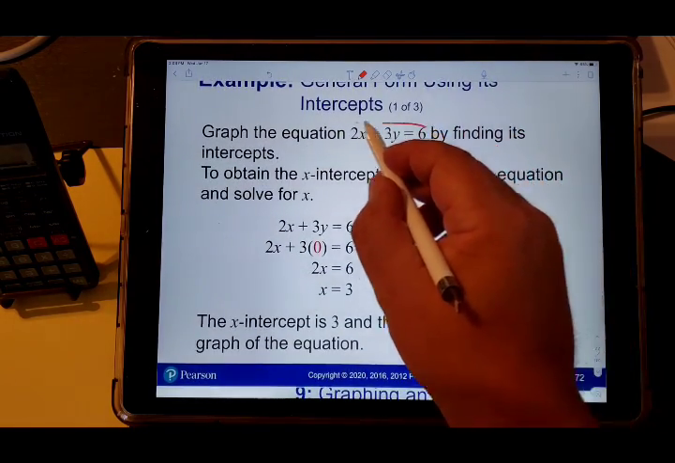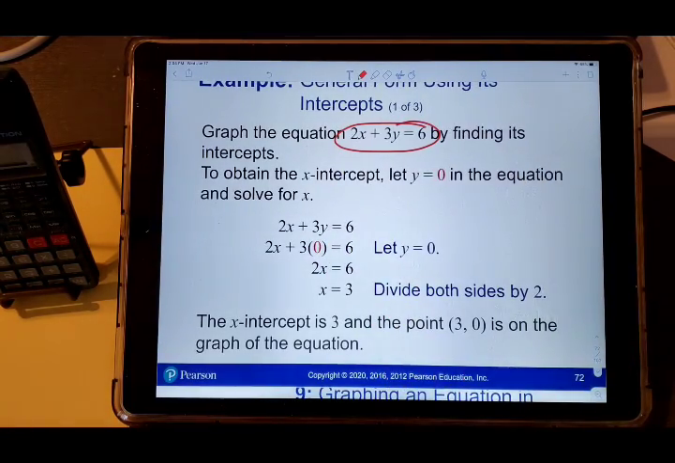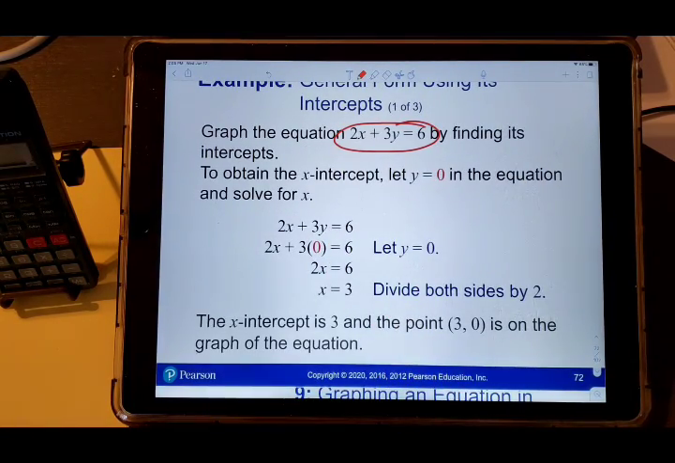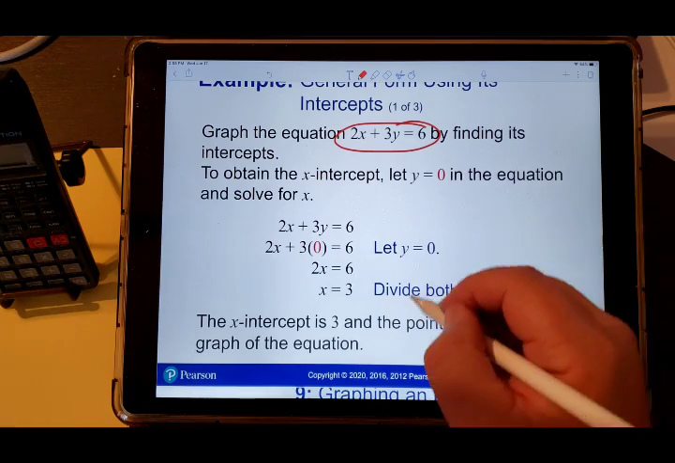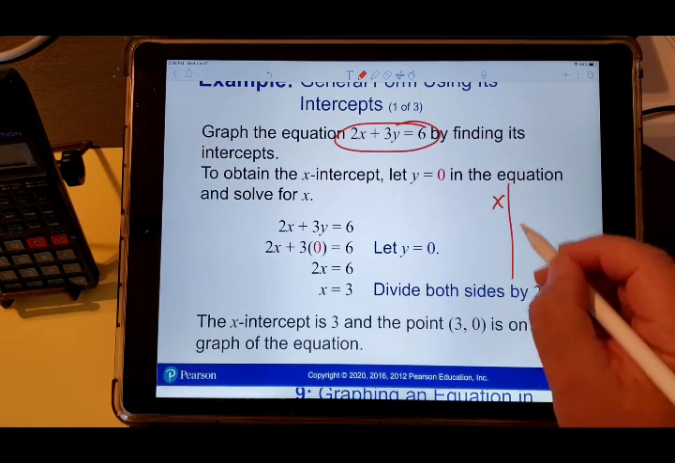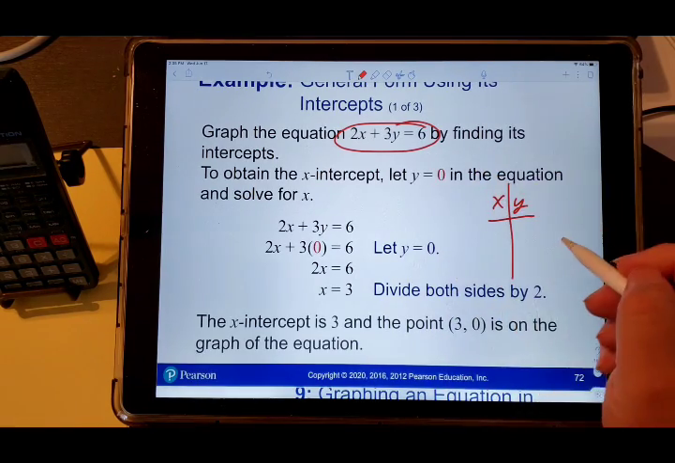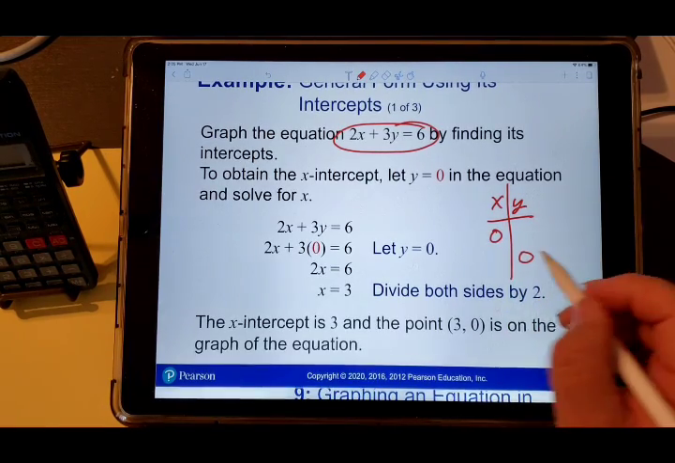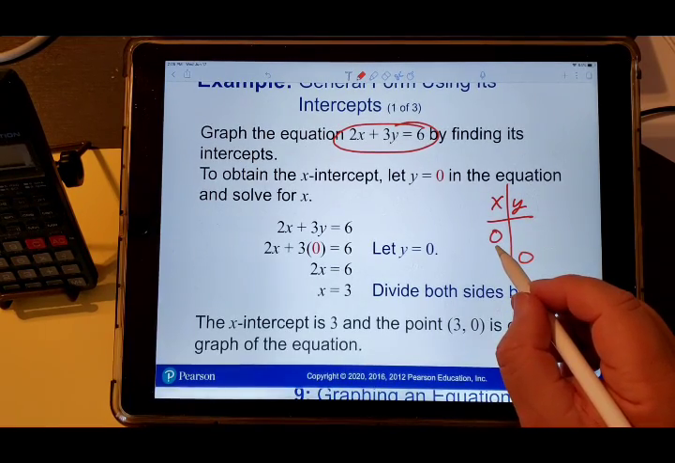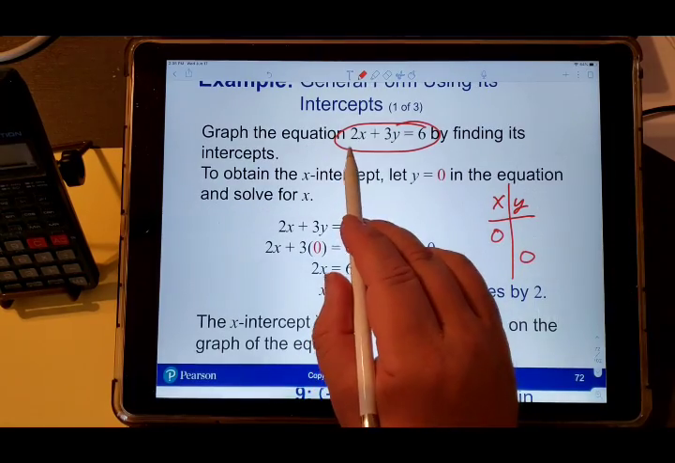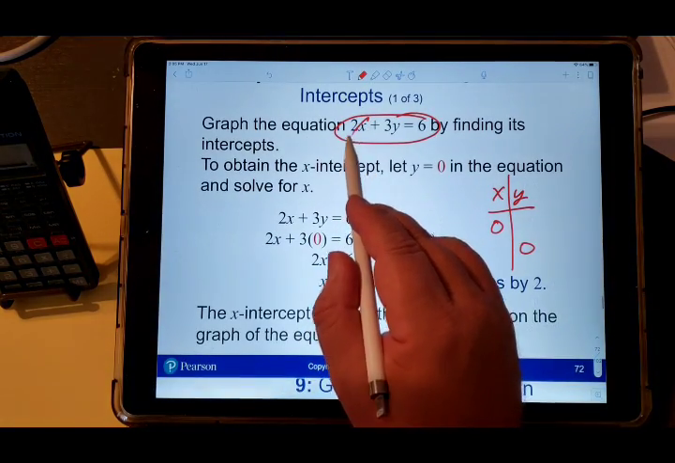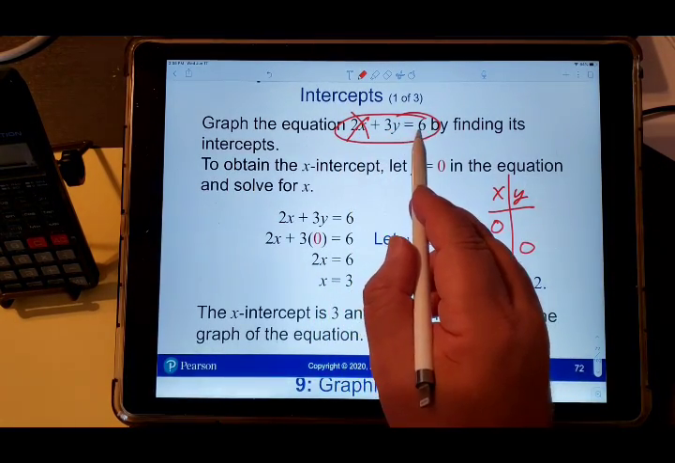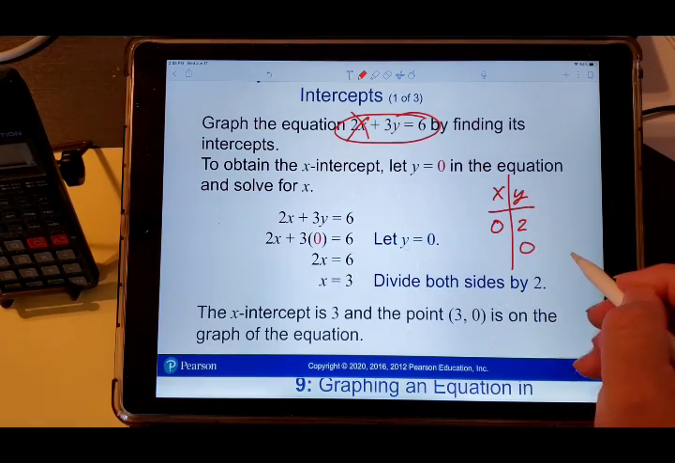So here is an equation in the general form. And they're asking us to graph it. And I think the process of graphing an equation in general form is a little faster than the book lets on. If x is 0, well, it's like this disappears, and I'm just solving 3y equals 6. So I know it's a 2.